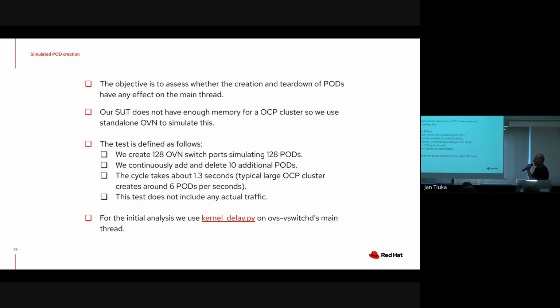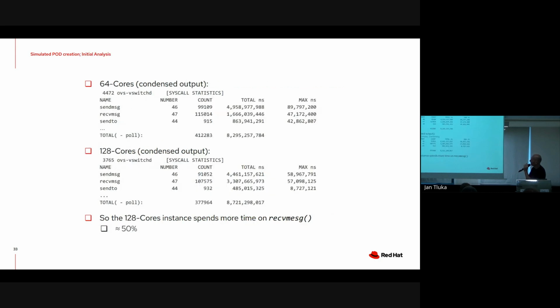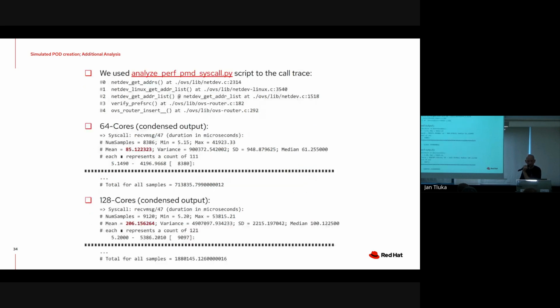And then there was no traffic. This is just creating the pods and destroying them. I'm using the same kernel delay Python script to do this. I just got the output of the script, and I could see that most of the time was spent on the send message call, with roughly 50% more time spent on those calls on the 128 core system.